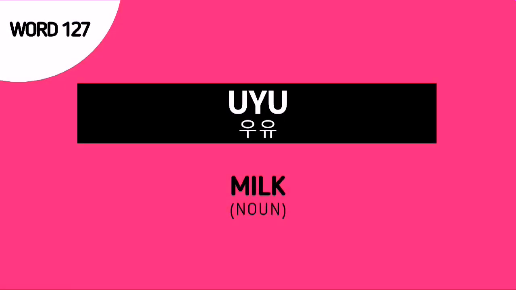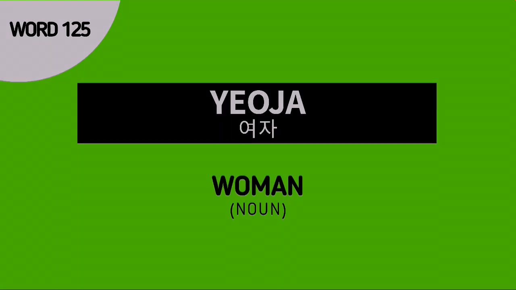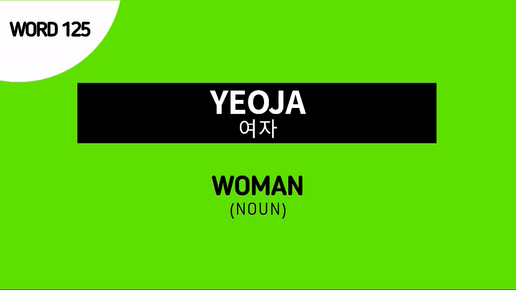Word number 127 is 우유, and this is the Korean noun for milk. Word number 126 is 사다. This is another root verb which means to buy. Word number 125 is yoja, and this is the Korean noun for woman. And that's the last for our review. Congrats!